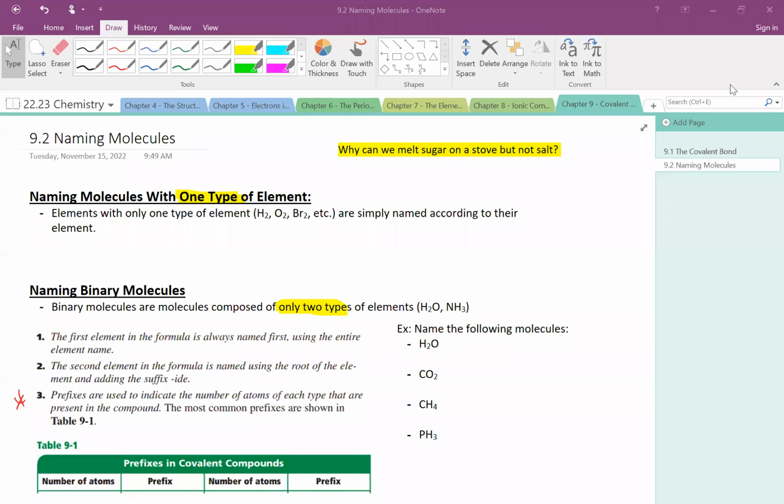Hi guys, welcome to our second video in chapter 9. This is section 9.2 and it concerns naming molecules. Remember, our question for chapter 9 is why can we melt sugar on a stove but not salt?